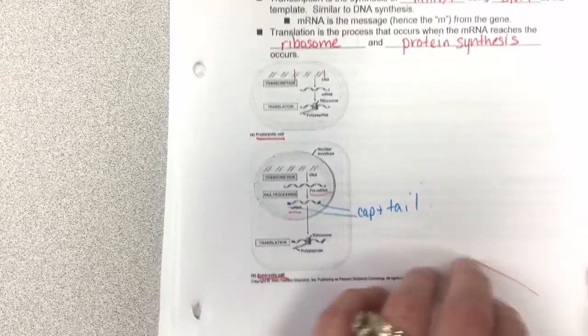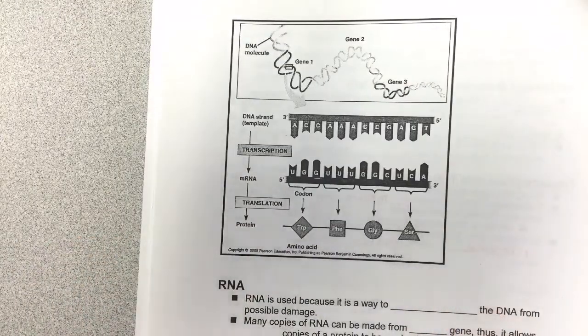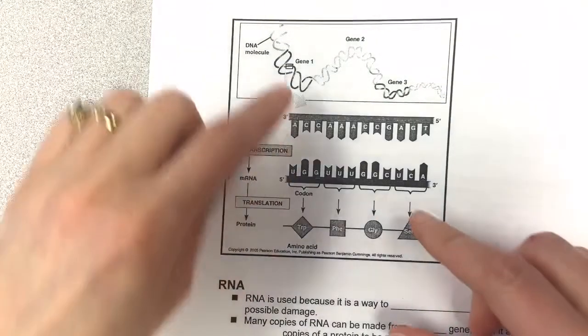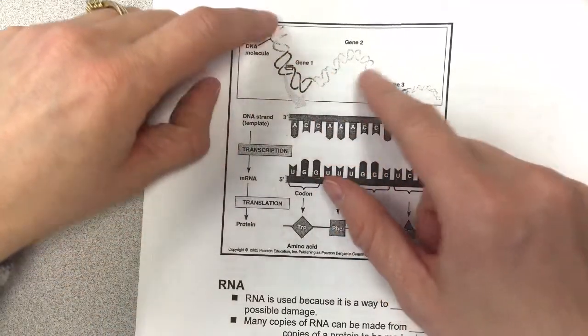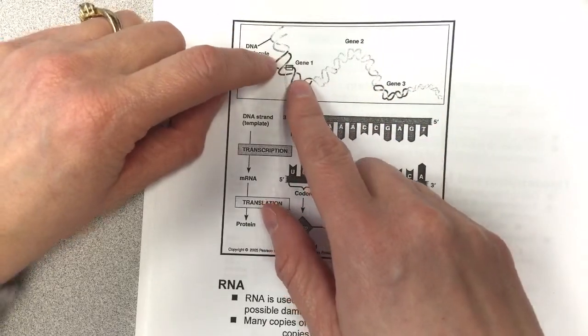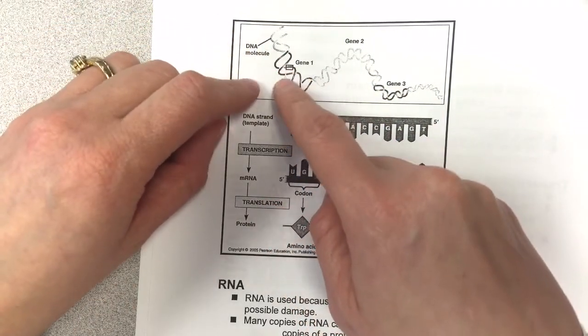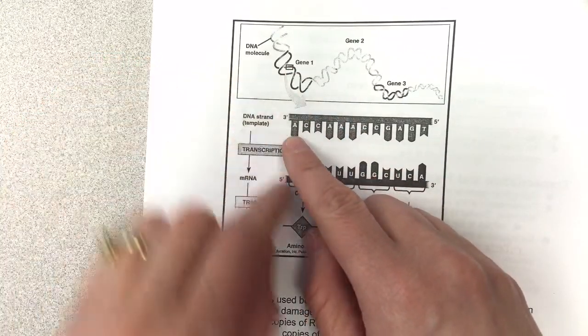But before we do that, we have to understand a couple of things. We turn the page. This gives you an overview of what's happening. And so if you are looking at one gene, a gene is just a segment of a larger DNA molecule. So here's one gene, two genes, three genes. So we're looking at just gene one. So we're looking at just one side of the DNA. Remember, DNA is double-stranded. We use just one side of the DNA.